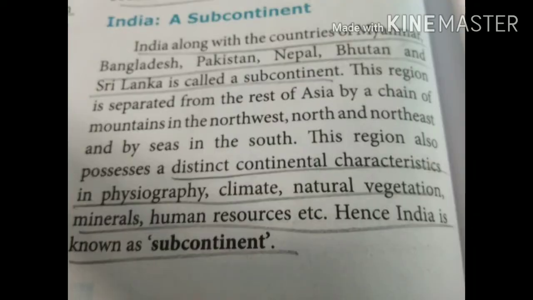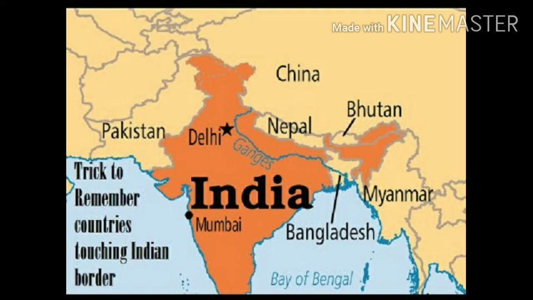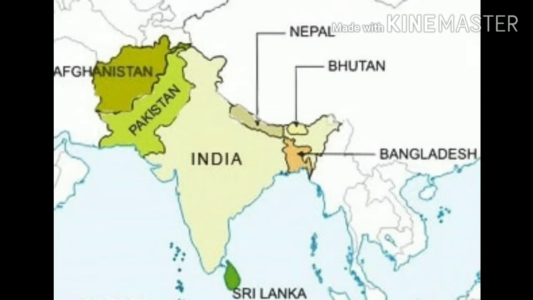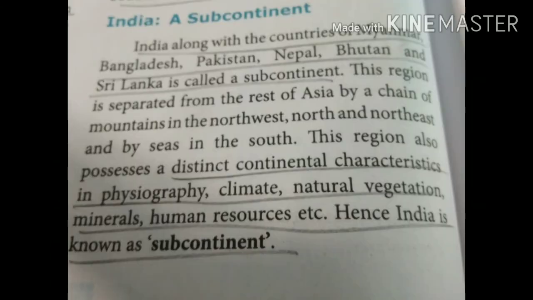India, along with the countries of Myanmar, Bangladesh, Pakistan, Nepal, Bhutan and Sri Lanka, is called a subcontinent. This region also possesses distinct continental characteristics in physiography, climate, natural vegetation, minerals, human resources, etc. Hence, India is known as a subcontinent.